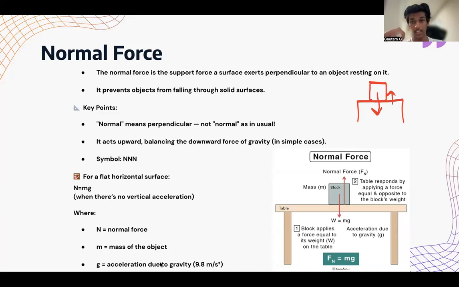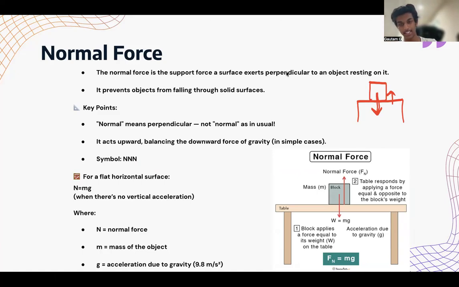Does that make sense? So the table responds by applying a force equal and opposite to the block's weight, and the block applies an equal force on the table. No, the table's not the normal force. The table's what's applying the normal force though, right?